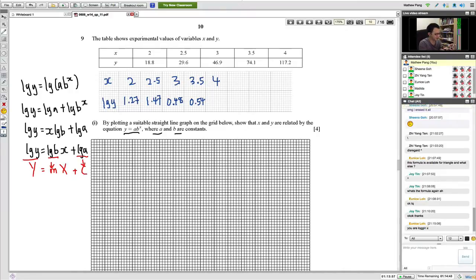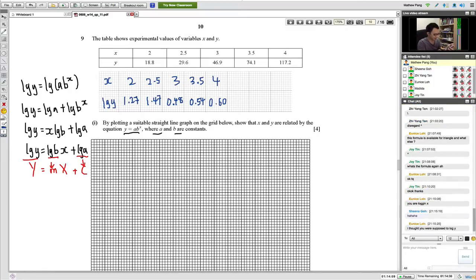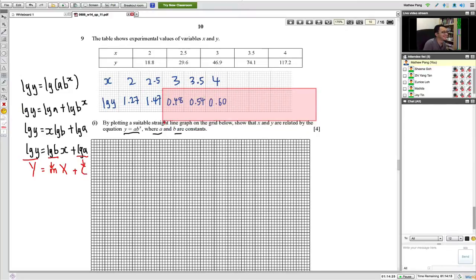Okay, let me finish it first. Log 4 is 0.60. This one, from bigger, I think log 2 should be wrong. No wonder, the log 2 and log 2.5 are wrong already. What am I doing? I should log the y value. Interesting. No wonder.